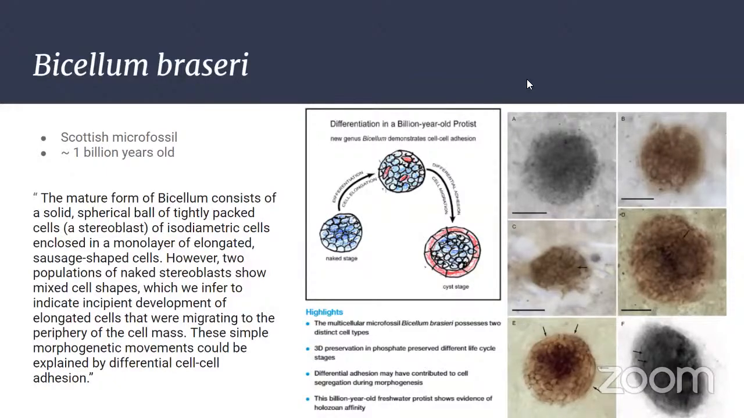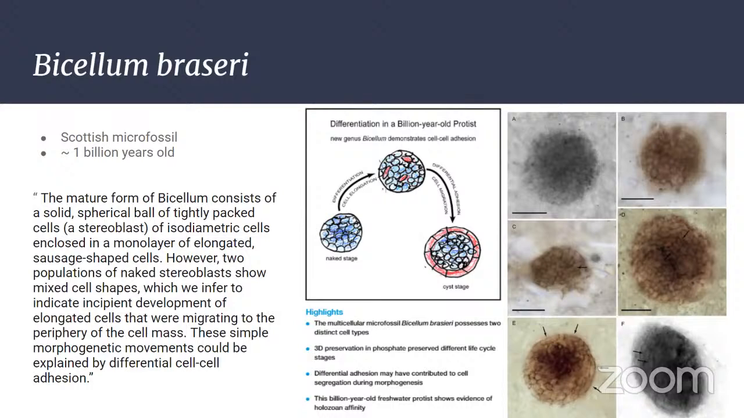I love the idea of a graphical abstract for scientific papers, by the way. Now some journals ask for them, and I think that's an awesome idea. So this is a new genus that they named Bicellum. This specifically is Bicellum braseri. So what they think they're seeing here in this microfossil is they think they're starting to see cell-to-cell adhesion. That's why we think that this is showing early evidence of multicellularity.